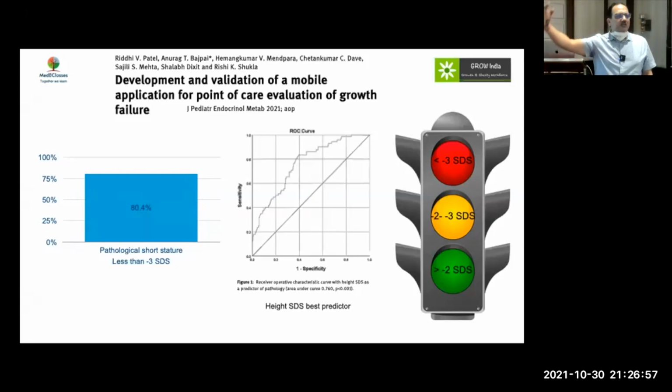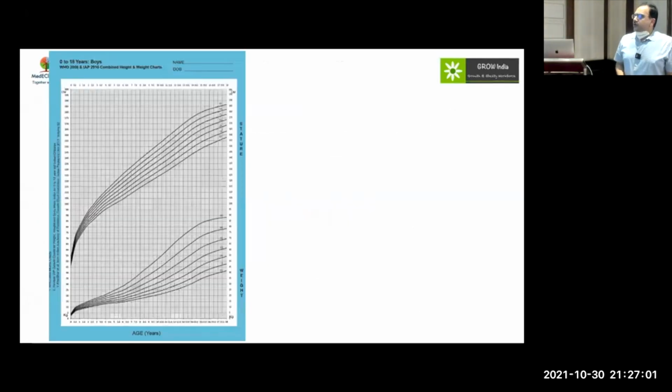Now, how do we get this score and everything? We'll discuss about that later on. Now, other thing is to look at the growth chart. Now, which growth chart to follow? There are a lot of debates and which one to follow.